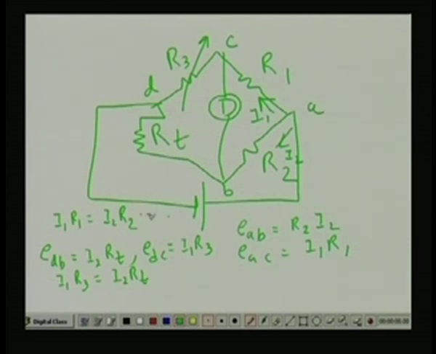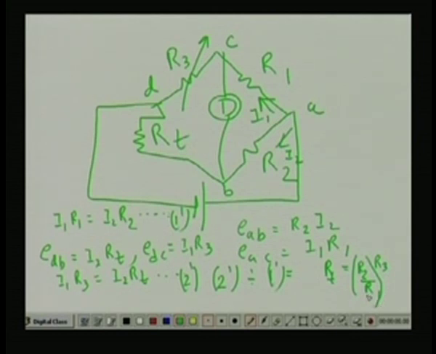So, if I divide this equation and this equation, suppose this equation is 1 dash and this is 2 dash, if I divide 2 dash by 1 dash, I will get RT by R2 equal to R3 by R1. So, RT equals R2 into R3 by R1.